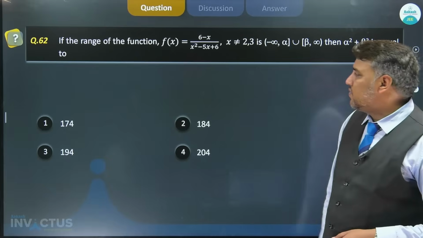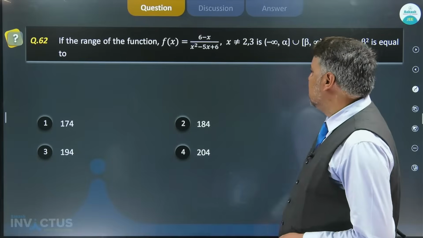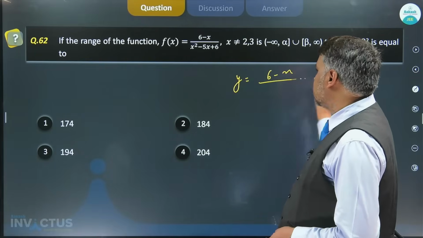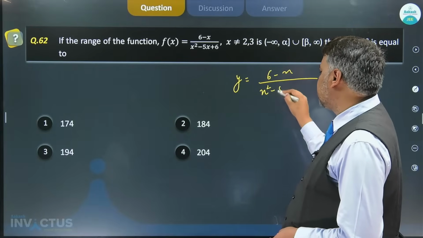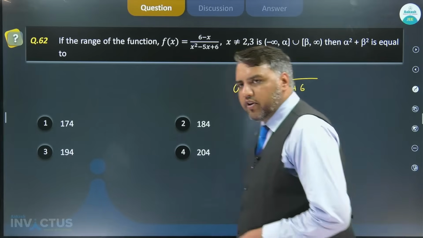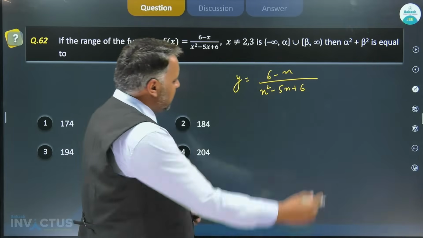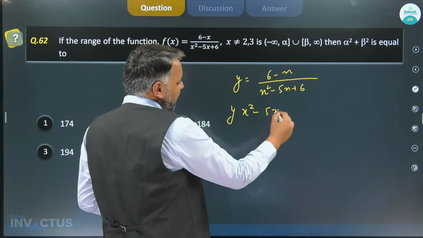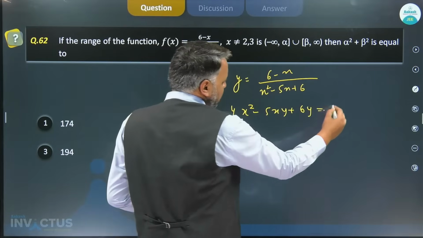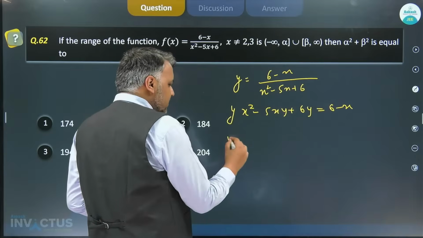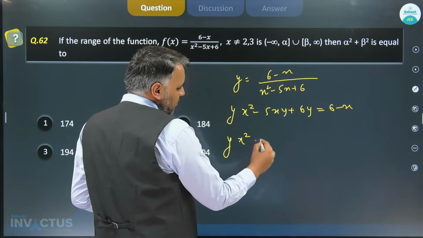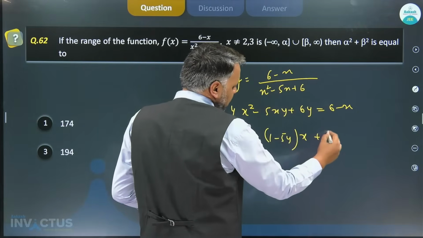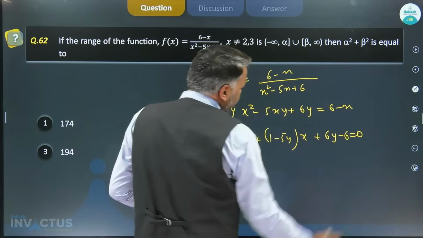Okay, we have to find the range of this function. This is a very basic question. Normally we do this question in 11th also. So y is equal to (6 minus x) upon (x square minus 5x plus 6), linear by quadratic. We have to cross multiply this quadratic to the left hand side. So we'll get yx square minus 5xy plus 6y is equal to 6 minus x. Form a quadratic in x, that will be y into x square plus (1 minus 5y) into x plus 6y minus 6 is equal to 0.